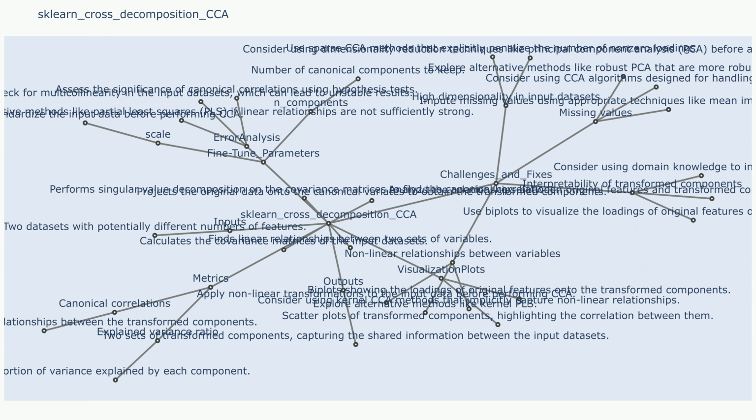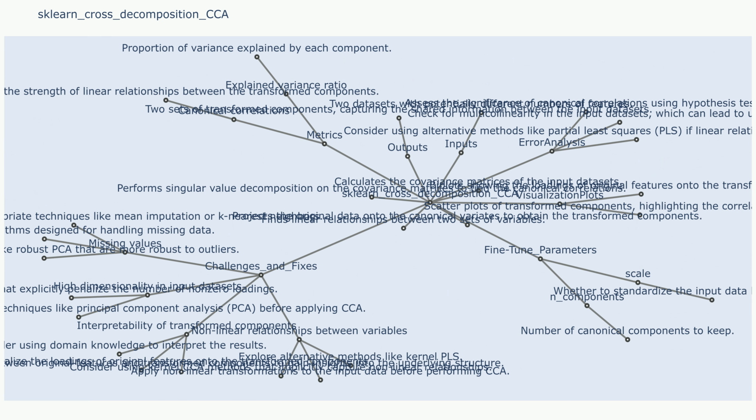Feature selection can be applied to the input data sets before performing CCA, reducing the number of features and improving computational efficiency. Challenge 2: nonlinear relationships between the data sets may not be adequately captured by CCA, which is a linear method.